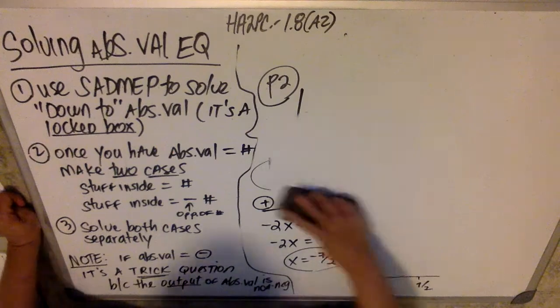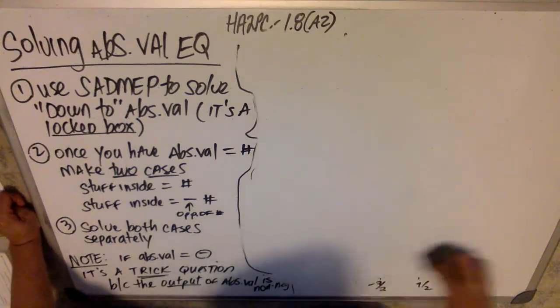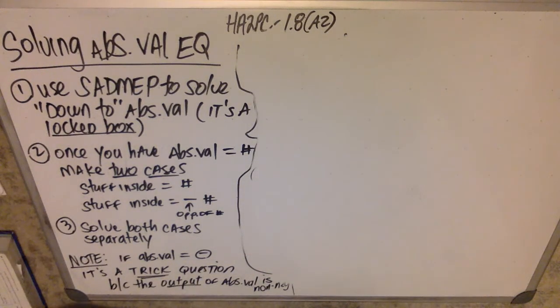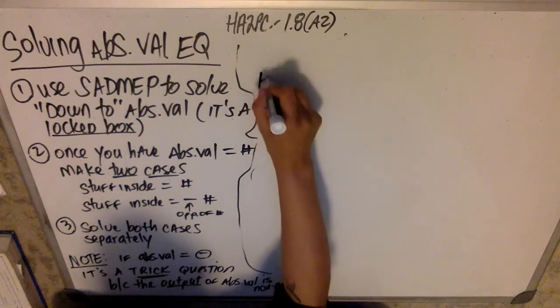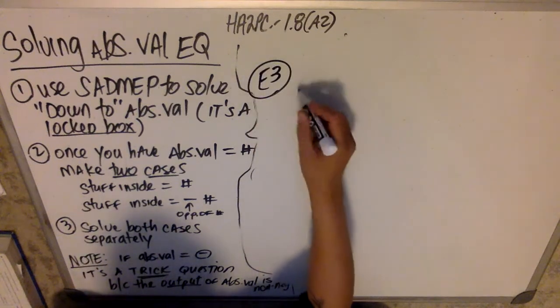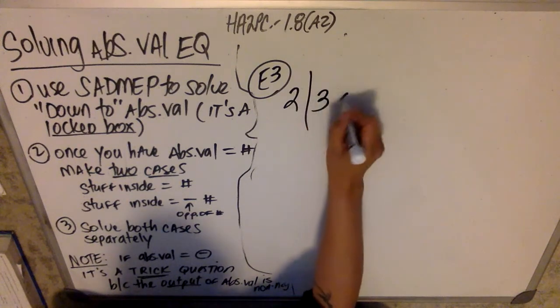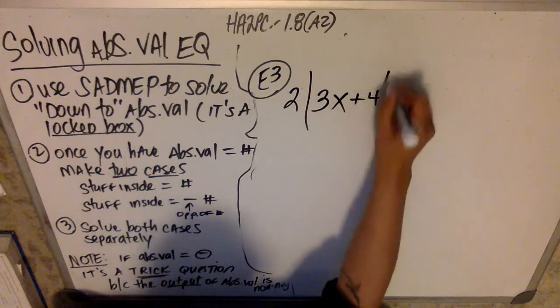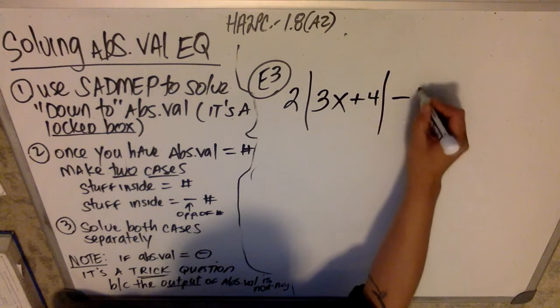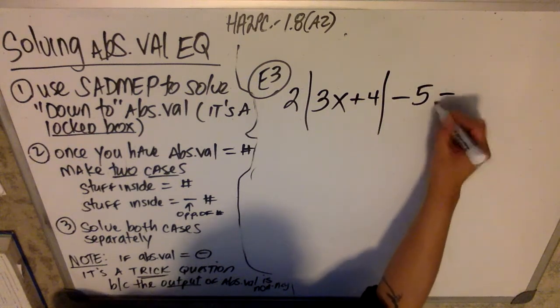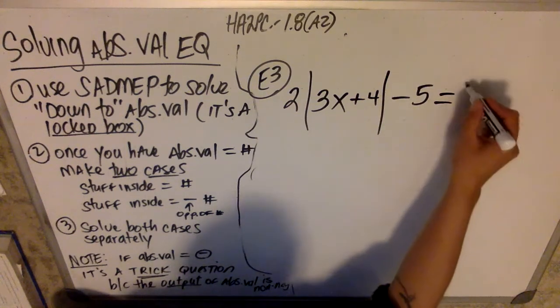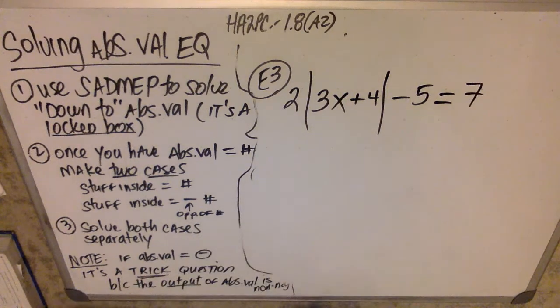There are some that are much easier to solve on a calculator, and that's what we'll do after we do our E3 and P3. So for E3, let's make this a little bit harder. Let's do 2 times the absolute value of 3x plus 4, minus 5 equals, let's do a 7. All right, so let's go ahead and solve this one together, and then I'll give you another one.